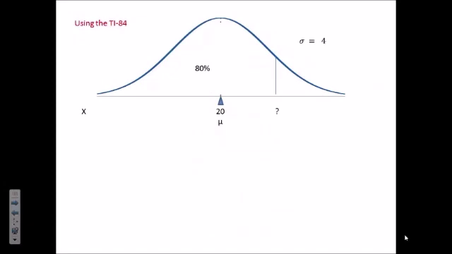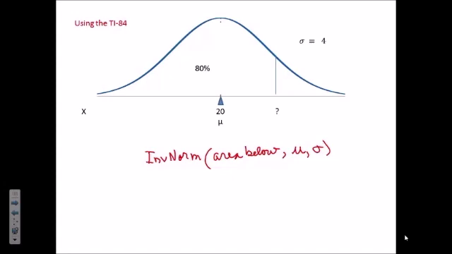We can use the TI-84 to do this. The TI-84 has a built-in function called the inverse norm. And what you do for the inverse norm is put in an area below the score you want, mu and sigma, and that will give you the raw score.